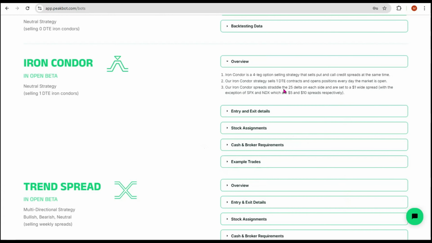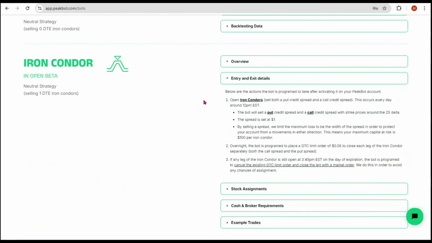So the Iron Condor, even when we set it up, it said there was a $200 risk. It is a $1 wide spread, which really means the risk, as long as it moves in one direction, should only be $100. The exceptions are SPX and NDX, so that's going to be S&P 500 and NASDAQ, which are $5 and $10 spreads respectively, because it's going to be a larger entry point on those.